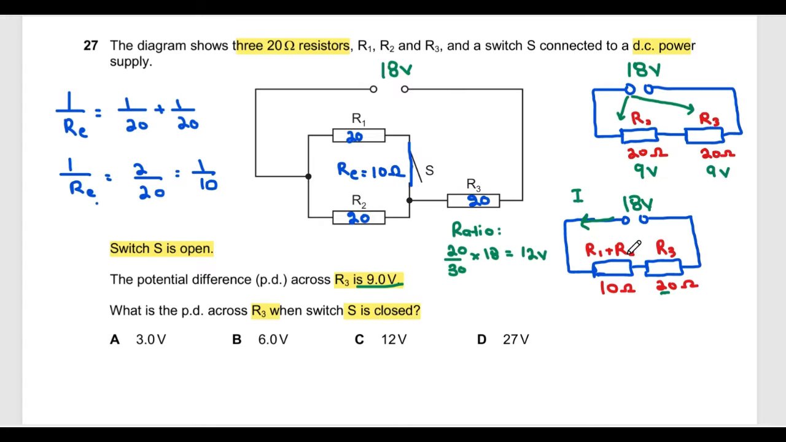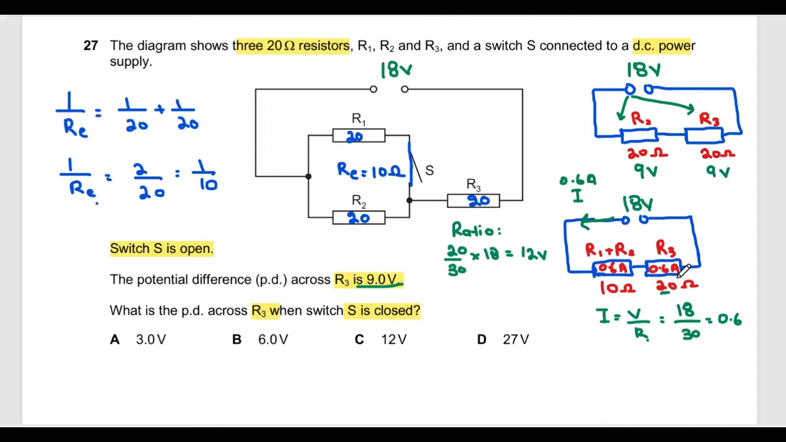For current, I will use the Ohm's law, V equals to IR. The current I would be equals to V divided by R. The total voltage of the battery is 18 divided by the total resistance of the circuit, which is 30, and the current would be 0.6 amps. As it's a series combination, both of the resistors will get the same amount of the current supplied by the battery, so 0.6 amps.